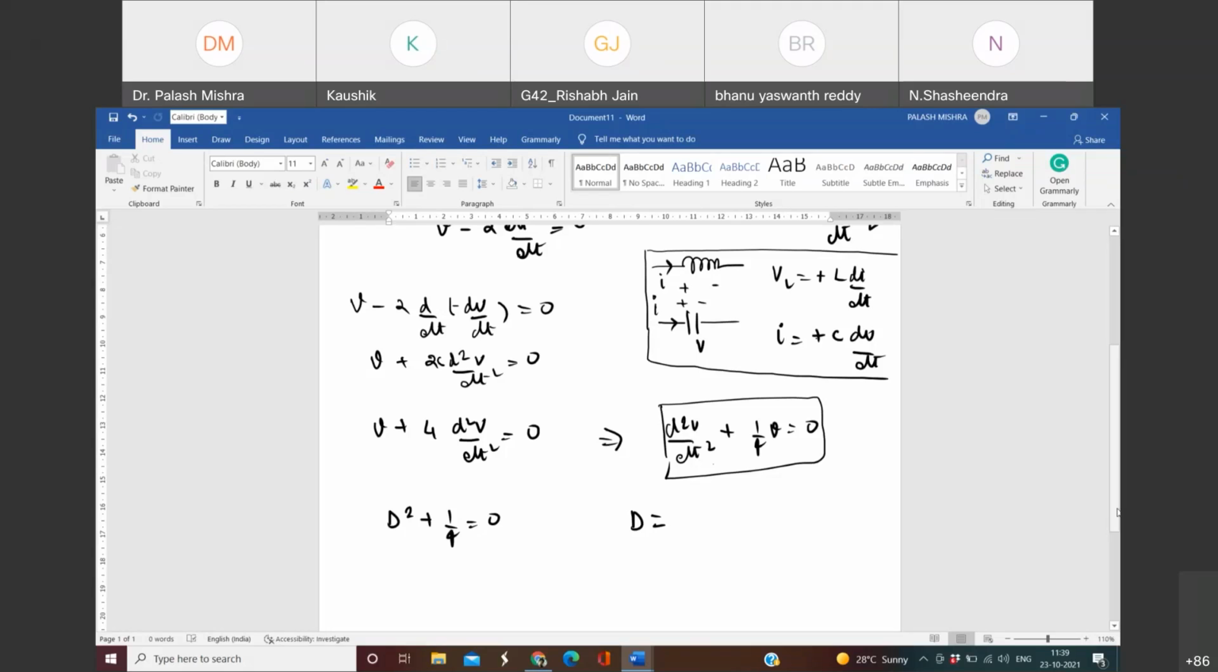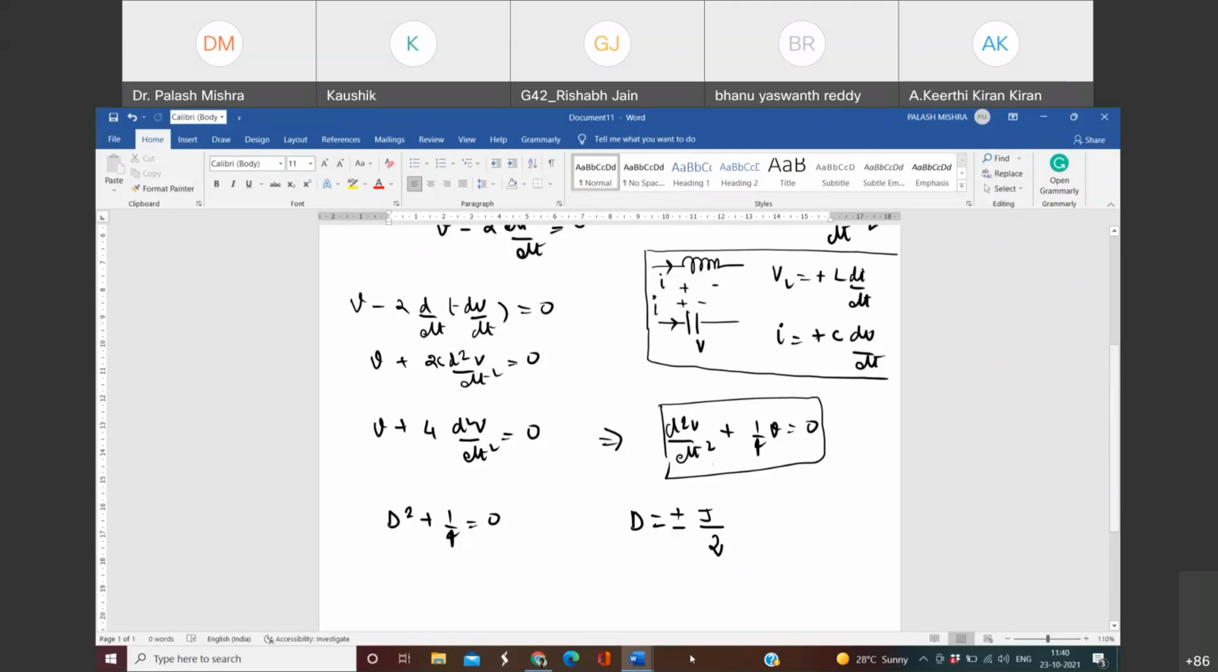Anyone remembers how to solve it? Plus or minus j by 2. See, in electrical engineering it is never i, it should always be j, because i is used for current. In your complete engineering, whatever you will do, j represents the anticlockwise vector of 90 degrees. So it should always be j. It will be plus minus j by 2. Right?